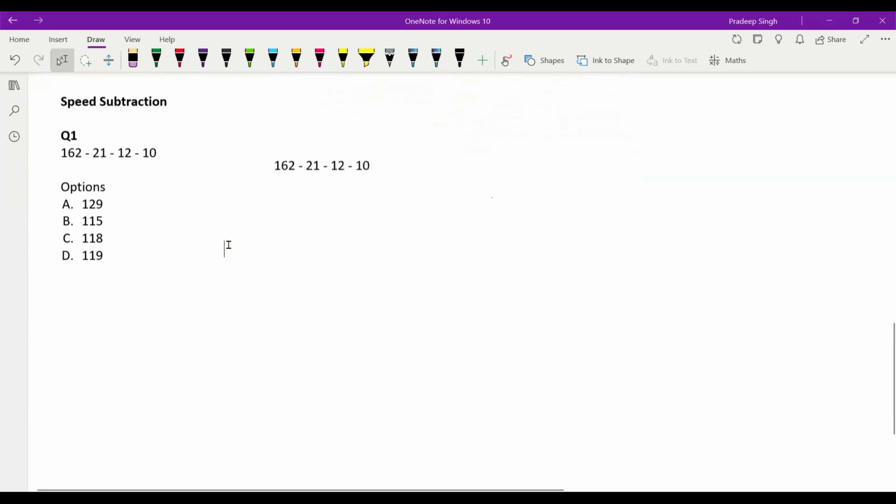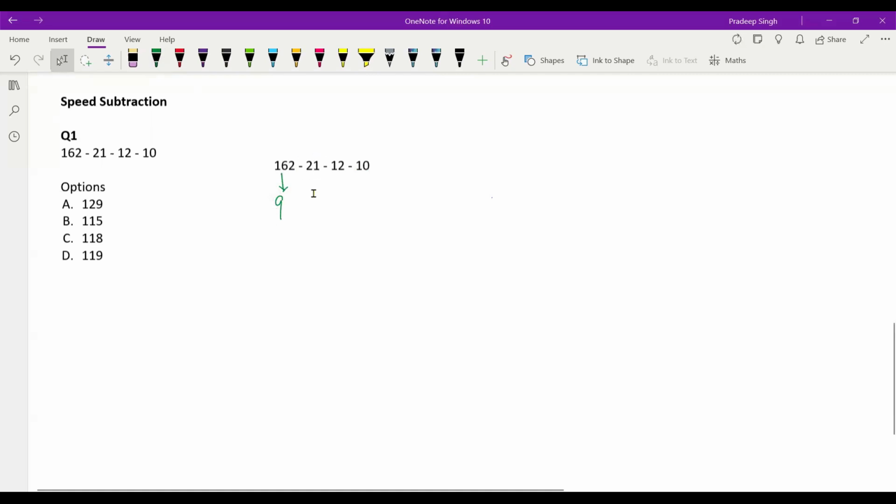Let's focus on the expression. Now all we need to do is figure out the digit sums of all the numbers starting with 162. Let's do it orally. What's the digit sum of 162? 1 plus 6 will give us 7. 7 plus 2 will be 9. So the digit sum of 162 is equal to 9.